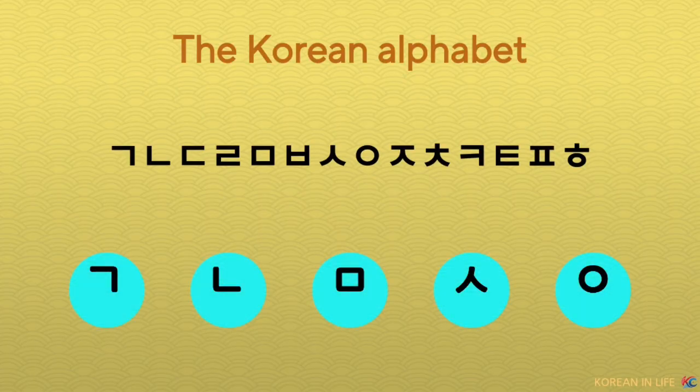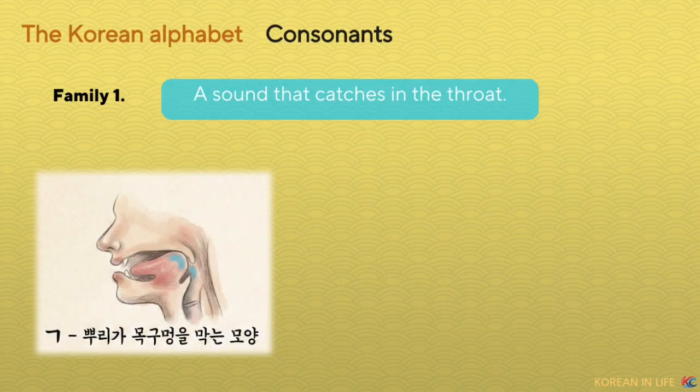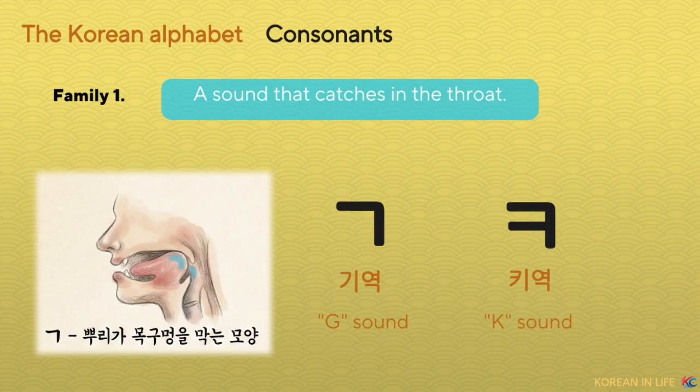It's hard to remember all the character names from scratch, so I'll tell you mainly by their pronunciation sounds. The first family represents the sound made when the back of the tongue blocks the throat. Modeled after that shape, we have G. Now, let's make a stronger sound like a cough. K. To show the burst of rough air, we add a stroke. This creates K.